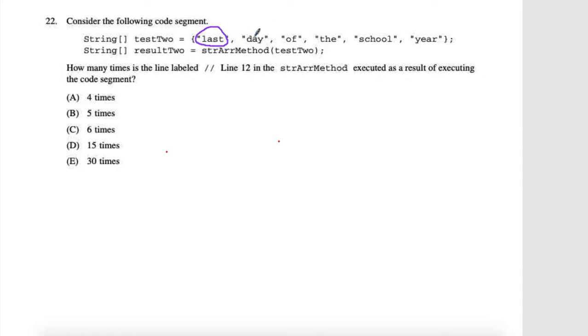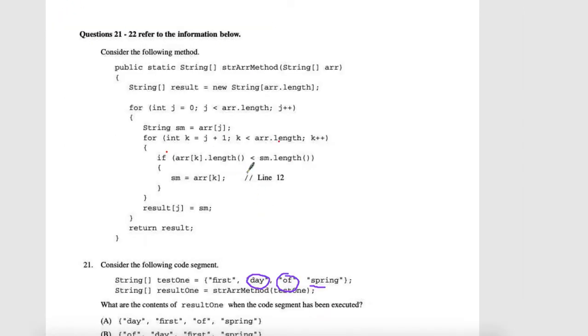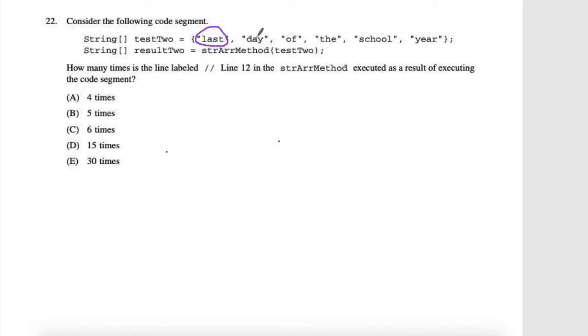Now, because day is shorter than last, that means this Boolean right here is true. And because that Boolean is true, we get to line 12, right? So line 12 is executed. This variable SM is reassigned every time the Boolean is true. So the SM will be reassigned here because the element to the right of the current element is shorter than the current element. So it is reassigned. Now, SM is now equal to day. So we're going to increment k by 1.